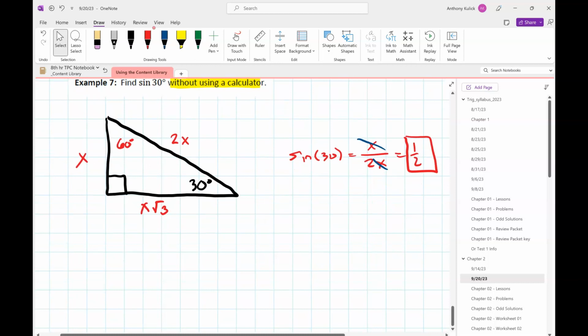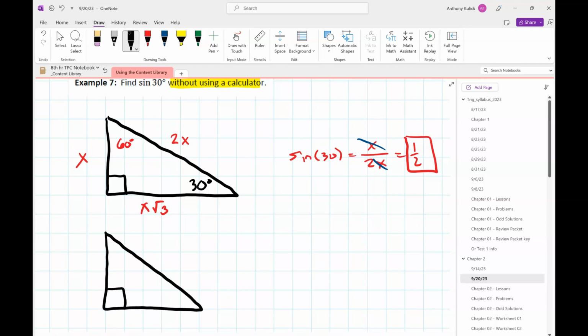Was there another special right triangle from geometry? Well, I'm guessing there is, Mr. Kulik, because you've already started drawing a triangle. Way to give it away. Of course there is. It's the 45, 45, 90 triangle with side length ratios x, x, and then x root 2.